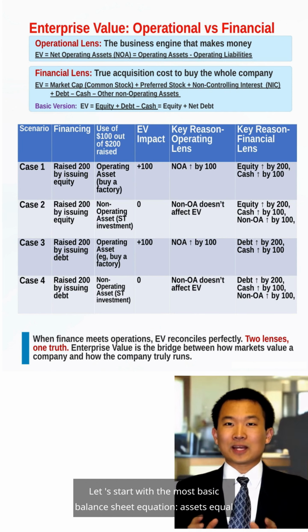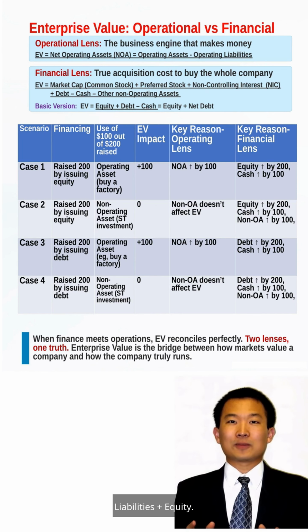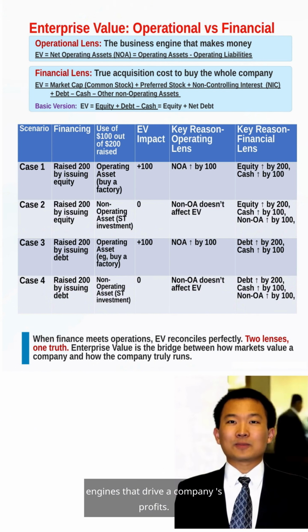Let's start with the most basic balance sheet equation. Assets equal liabilities plus shareholders' equity, or in other words, assets equals liabilities plus equity. Now, let's break it down and look at operating assets. These are the engines that drive a company's profits.